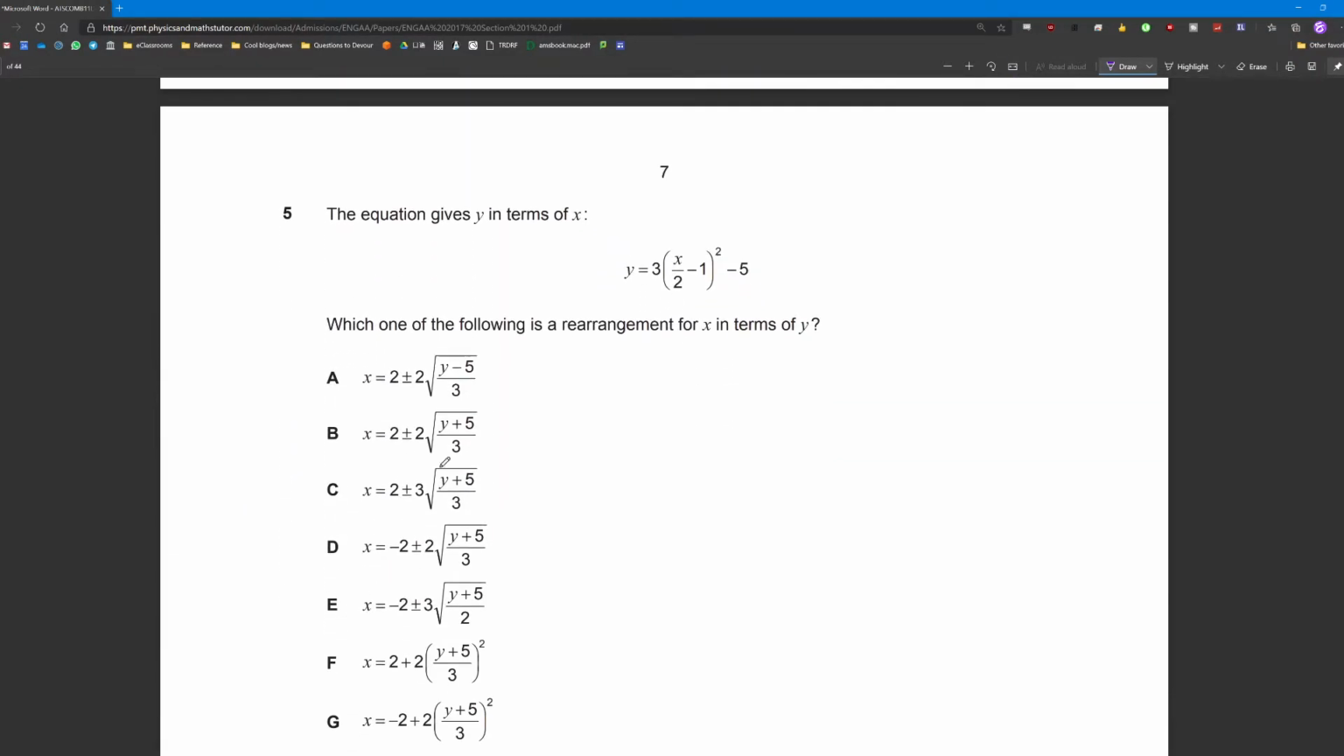Moving on to the next question. This equation gives y in terms of x. What is x in terms of y? Okay, you see this 5, it's on the outside, it's isolated, it's the first thing to eliminate. So y plus 5 is equal to this thing. And then you divide by 3.